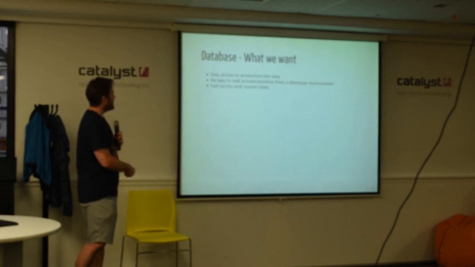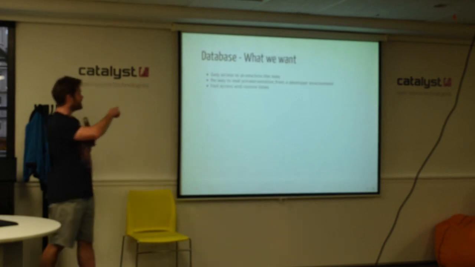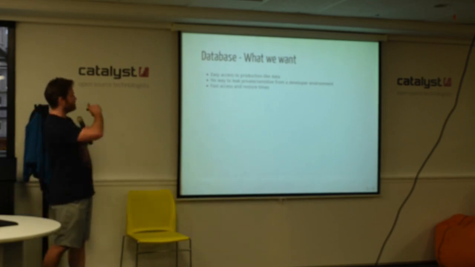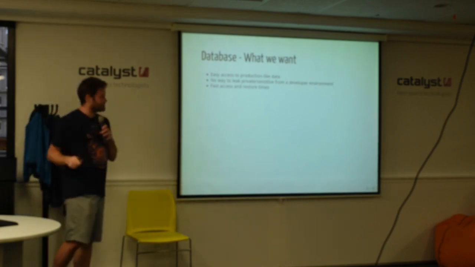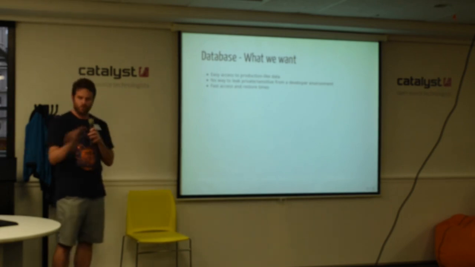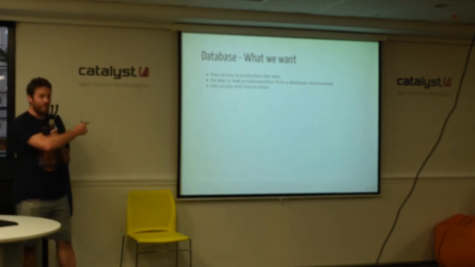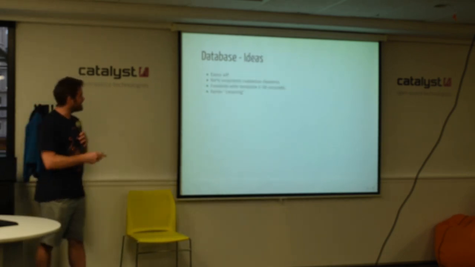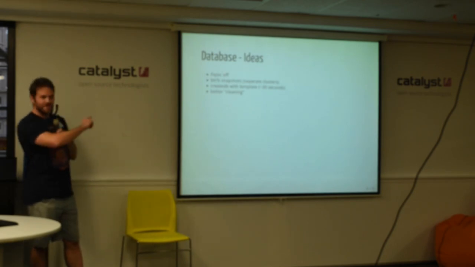And that gets painful, especially if you need to restore it, try something, go, oh, it didn't work, restore it again, try it again. So what we really want is really easy access to data that looks like production. We want no way to leak private or sensitive data from a developer environment. So ideally, no sensitive data or private data would ever get to a developer environment. And I'm happy to say that we've actually done very well at that. And we also want fast access and restore times. And so these are some ideas.